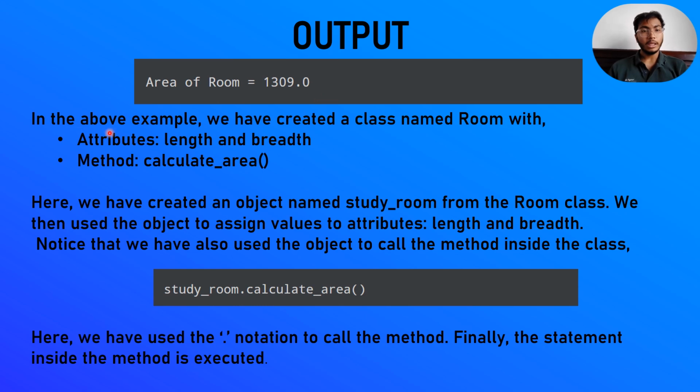1309.0. In the above example, we have created a class named Room with attributes length and breadth, and the method calculate_area. Here we have created an object named study_room from the Room class. We have then used the object to assign values to attributes length and breadth. Notice that we have also used the object to call the method inside the class, study_room.calculate_area. Here we have used the dot notation to call the method. Finally, the statement inside the method is executed.